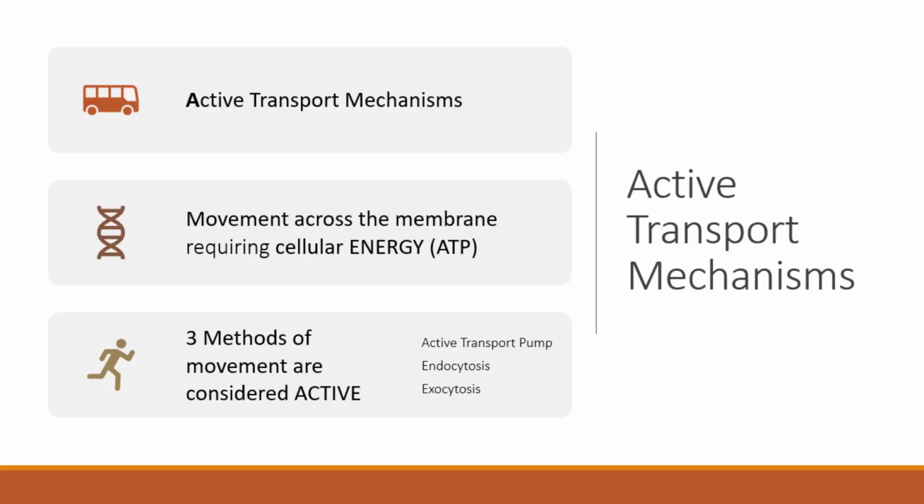Active transport mechanisms, on the other hand, require cellular energy, ATP. The active transport pump moves substances uphill, against a gradient, demanding energy input. This is a crucial process in maintaining specific concentrations within the cell. There are three mechanisms that use cellular energy: the active transport pump, endocytosis, and exocytosis.